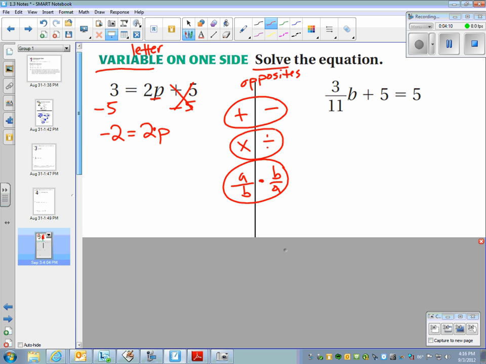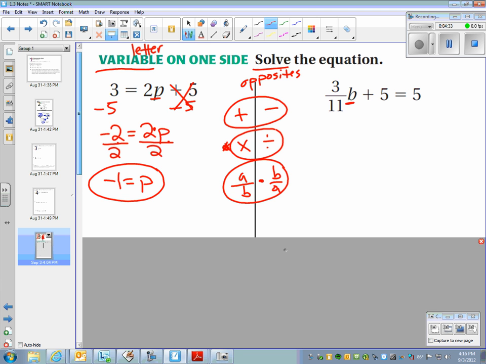This is multiplication. You remember the opposite of multiplication is division. So we've got to divide. Whatever we do to one side, we have to do to the other. And that's our final answer, negative 1. It doesn't matter if the p is on the right or the left. The equal sign means that they're the same. Next one.